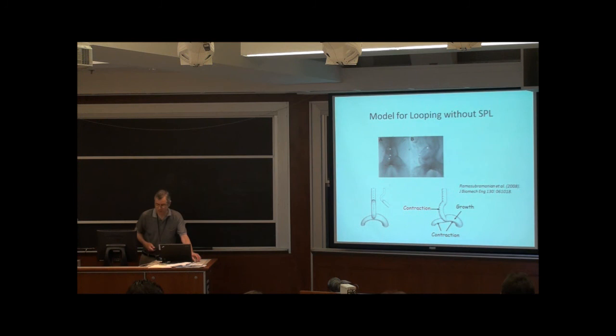Anyway, I'm getting there. So we created a finite element model for rotation and torsion in the heart, where we simulated growth in these two veins. We know that there's an increase in cell size and number here. Contraction in the bottom parts, we know there's a contractile force going on here. And we see that it does produce a similar rotation to what we see in the experiments.